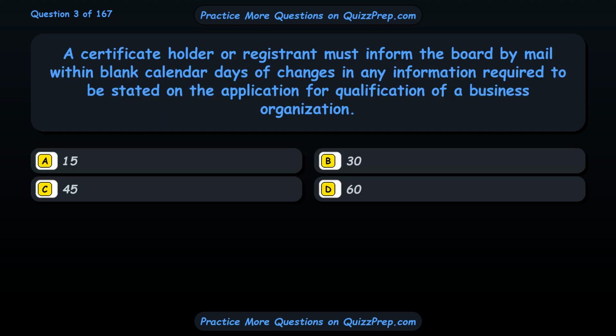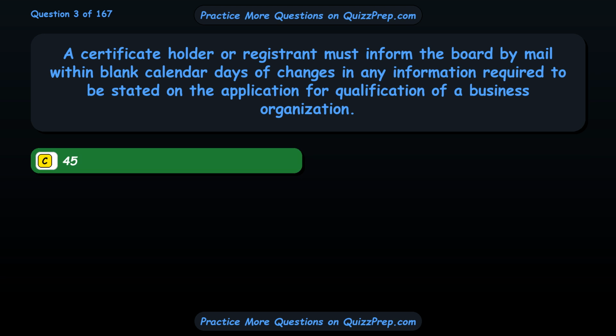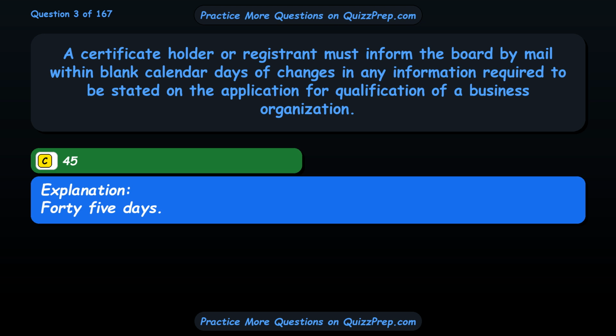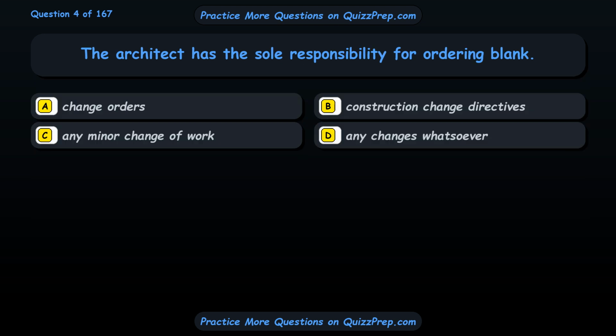Question 3. A certificate holder or registrant must inform the board by mail within blank calendar days of changes in any information required to be stated on the application for qualification of a business organization. Option A 15, Option B 30, Option C 45, Option D 60. The correct answer is option C, 45 days.